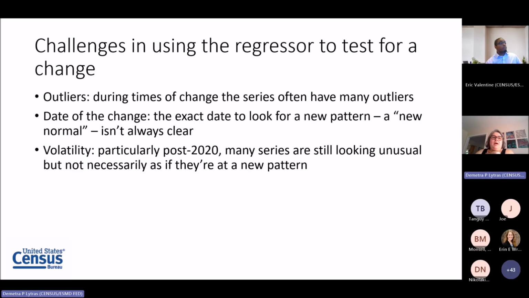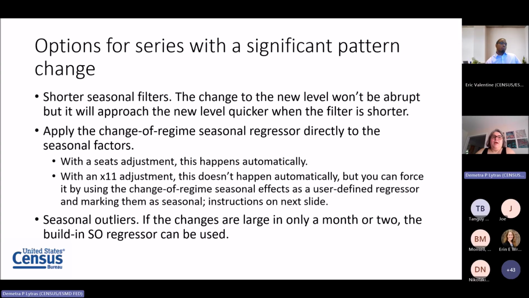Also, the date of the change to look for can be kind of tricky. Like, when do you start? Do you start when the pandemic started? Do you start when there's a new normal? When is there a new normal these days? Especially given the volatility of a lot of our post-2020 time series. A lot of them are still looking really different, but is that a new pattern, or is it just really different because everything's been crazy for the last few years? So some things to think about there.